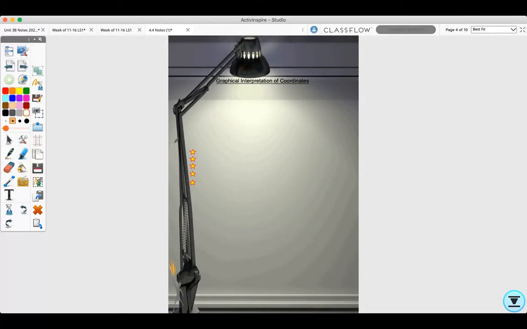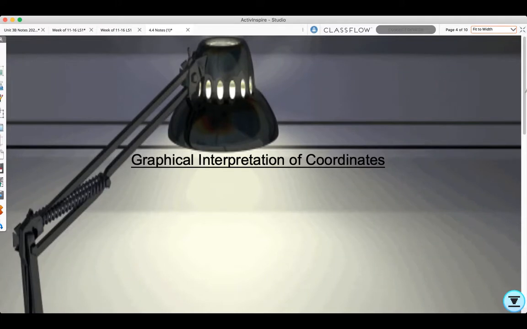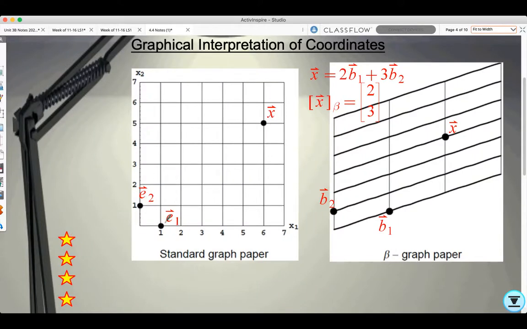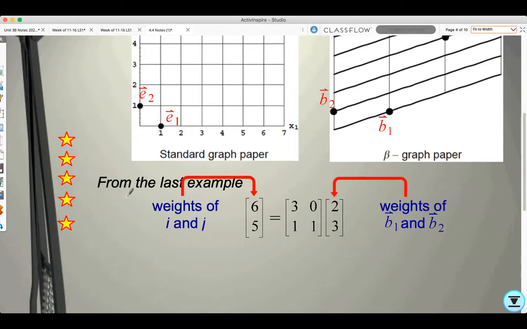Let's look at a graphical interpretation of the coordinates. So first we have E1 and E2 here, and this would be x. Okay, this is our B graph paper. So we'd have B1 and B2 here, and this would be x, because the B coordinate vector of x is 2, 3. From the last example, 6, 5 equals 3, 1, 0, 1 times 2, 3. These are the weights of i and j, and those are the weights of B1 and B2.